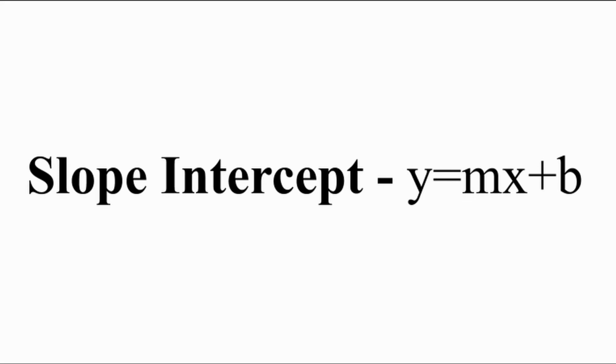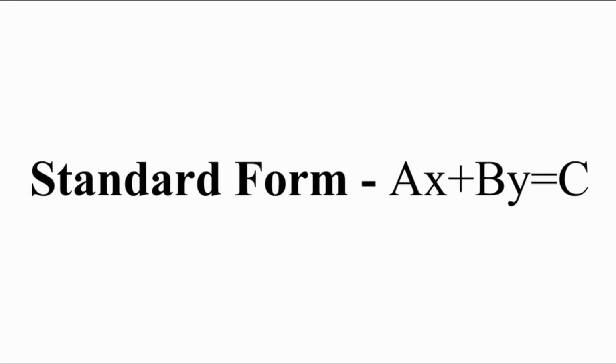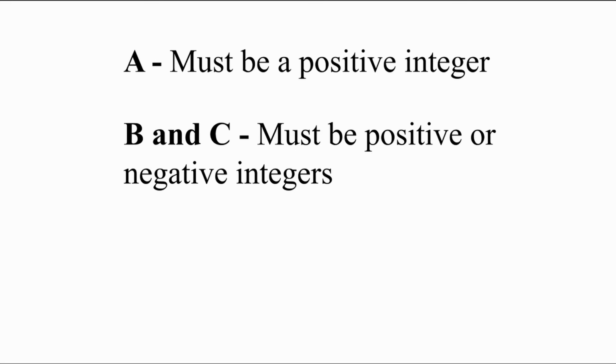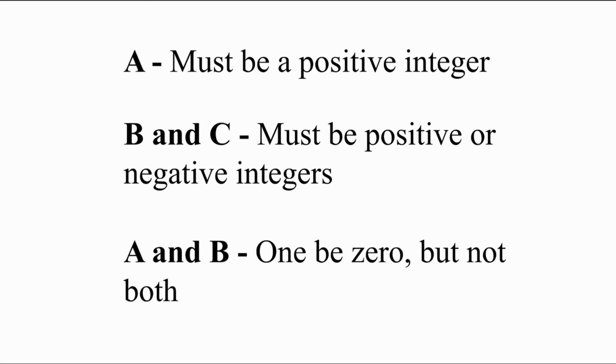Second to last, we have standard form. This is the equation with the most rules and technicalities. It is written as ax plus by equals c. A must be a positive integer. B and c must be positive or negative integers. A or b can be 0 but not both.